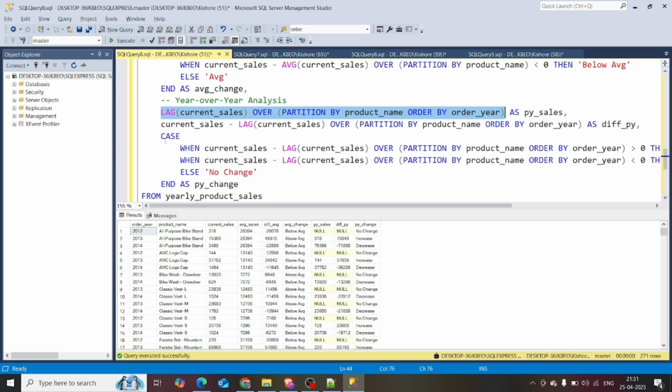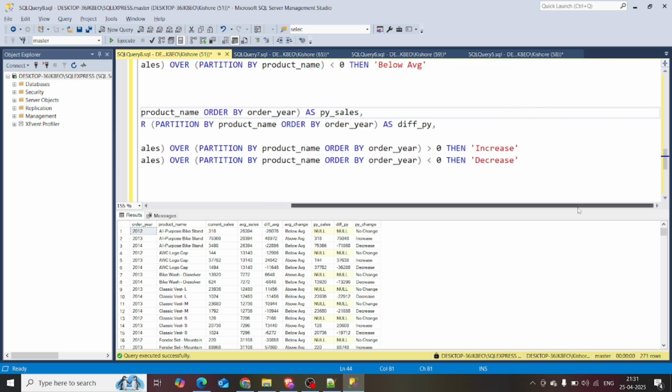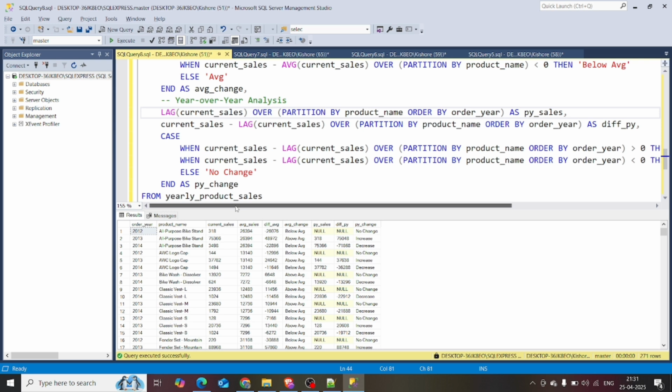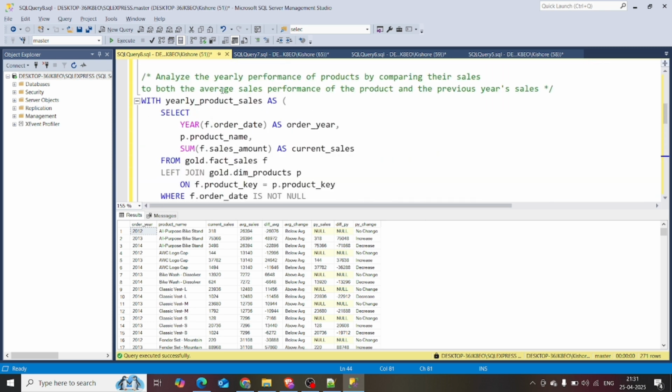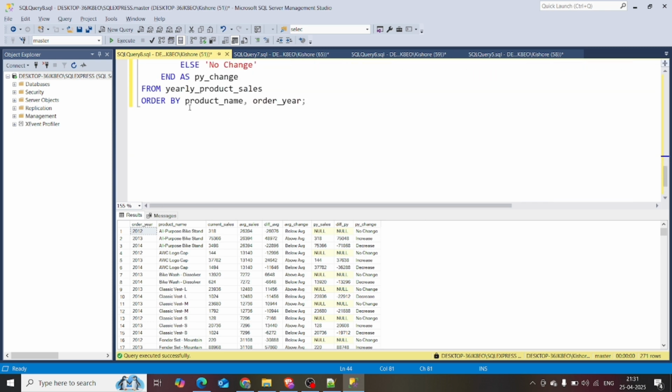So we are using a CASE statement: when the current sales minus the LAG of current sales is greater than 0, then it is an increase; if it is less than 0, then it is a decrease; else it's no change. And we end it as previous year change. It's coming from the yearly product sales CTE, which we keep named as product sales. So we are ordering by the product name and order year.